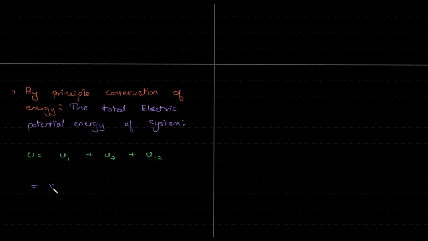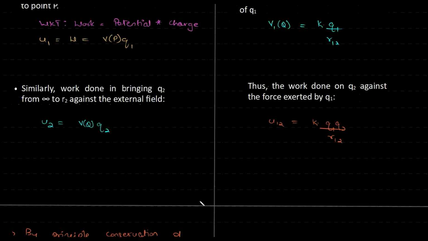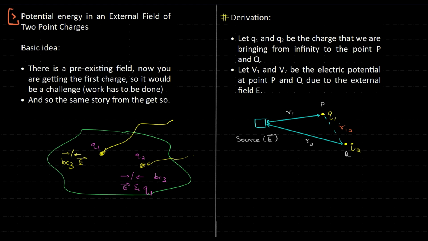So this is, I hope I'm right regarding this. Yeah, I think Q2 plus K Q1 Q2 divided by R12. That's it. Simple as that. Okay, guys. So now you can pause, have a look.